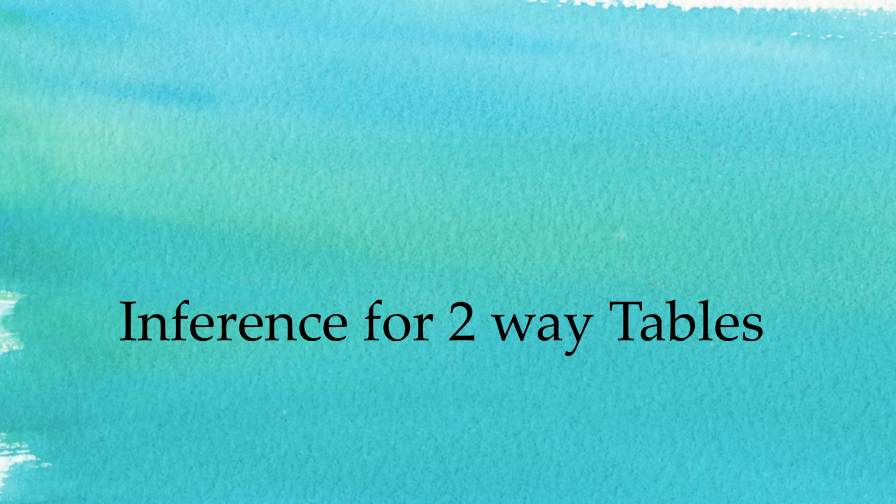Okay, everyone, today we're going to continue our talk about inference for two-way tables. The last thing that we talked about was a test for homogeneity, but today we're going to talk about the chi-square test for association or independence. Sometimes it's called the chi-square test for association. Sometimes it's called the chi-square test for independence. Both are correct names, and I will talk to you about the difference.